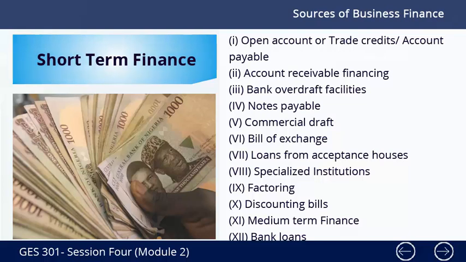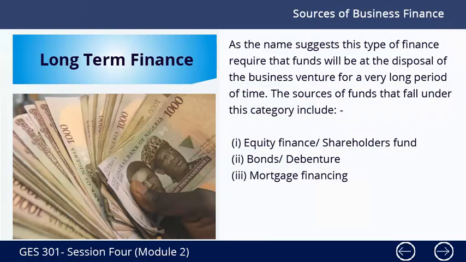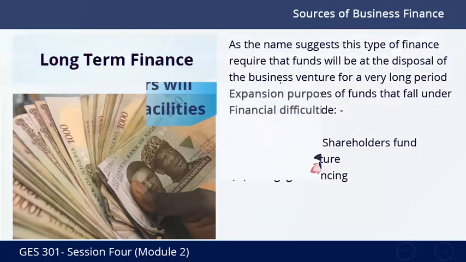bank loans. Long-term finance. As the name suggests, this type of finance requires that funds will be at the disposal of the business venture for a very long period of time. The sources of funds that fall under this category include equity finance or shareholders' fund, bonds or debenture, mortgage financing.